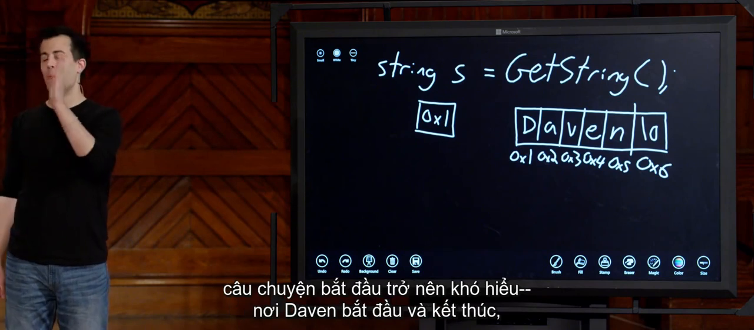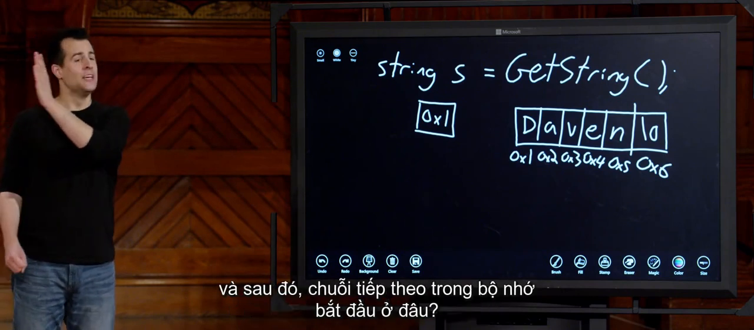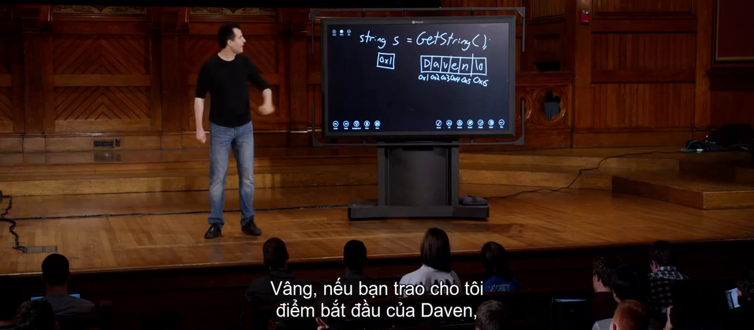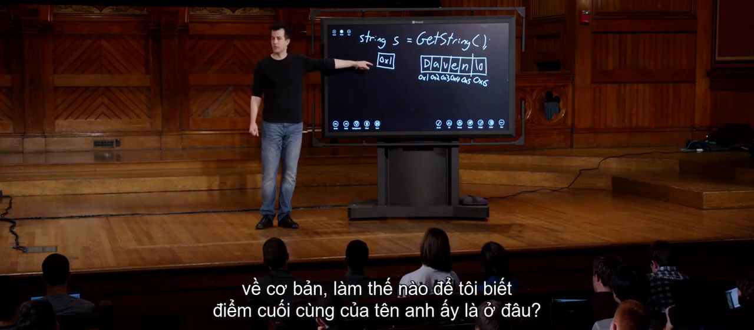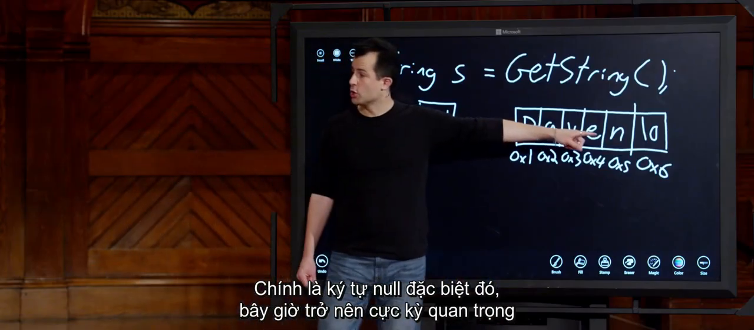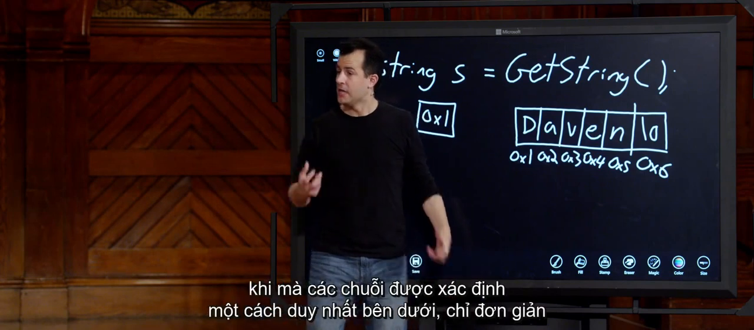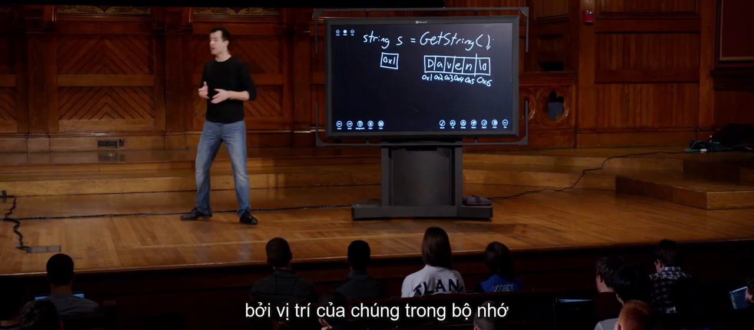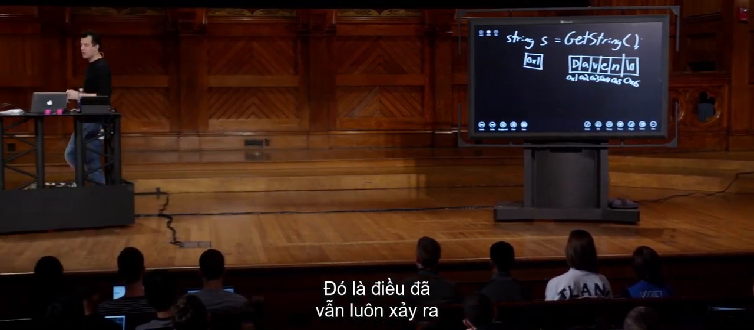And the story's getting weird. Where Davin begins and ends, and then the next string in memory starts. Well, if you're handing me the beginning of Davin, essentially, how do I know where the end of his name is? That special null character, which is all the more important now if strings underneath the hood are simply identified uniquely by their location in memory. So all this time, that's what's been going on.